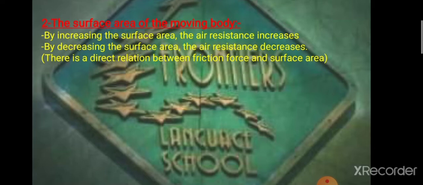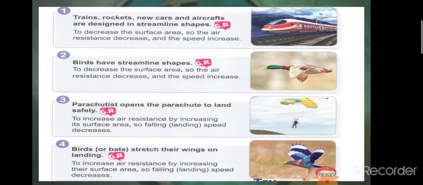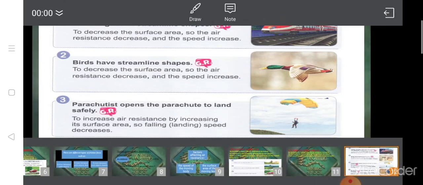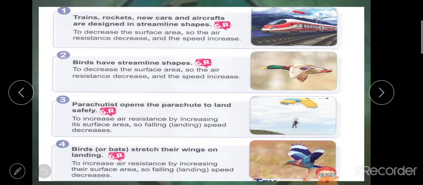So again, there is a direct relationship between what? Between the surface area and the air resistance. That's why the trains, the rockets, the new cars, and the aircrafts are designed with a streamline shape. What does streamline shape mean? It means that the beginning of them is smaller than the other parts. As you see, the beginning part is smaller. That's what we call a streamline shape.